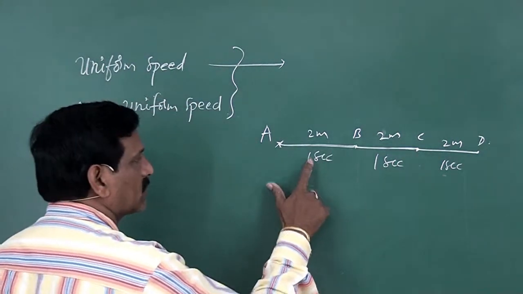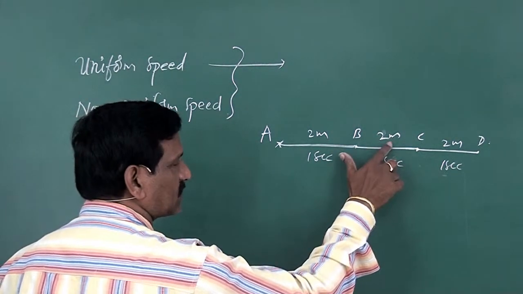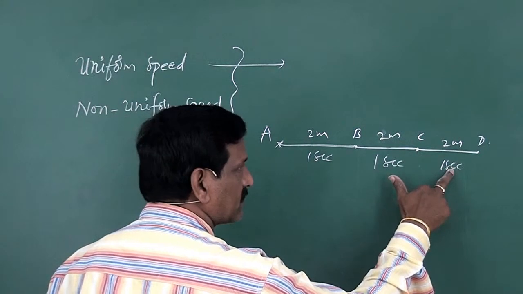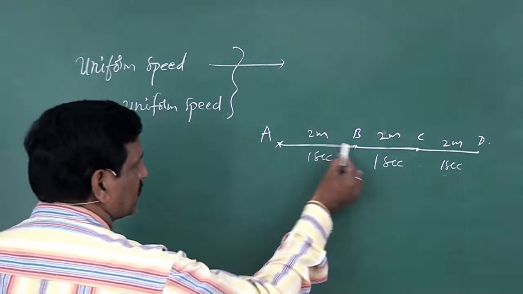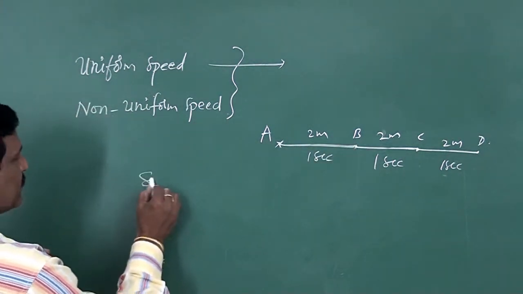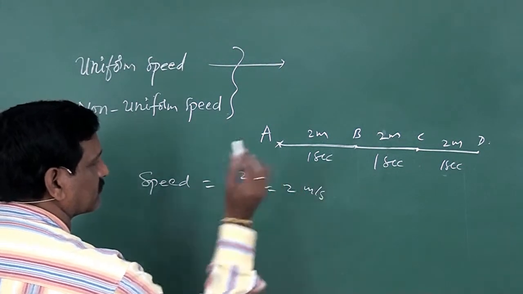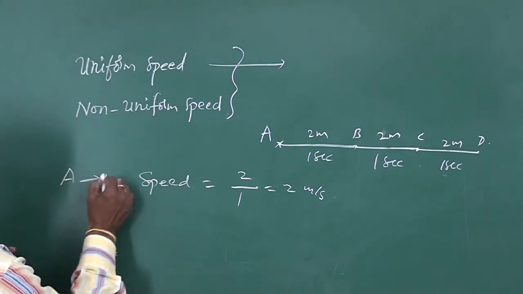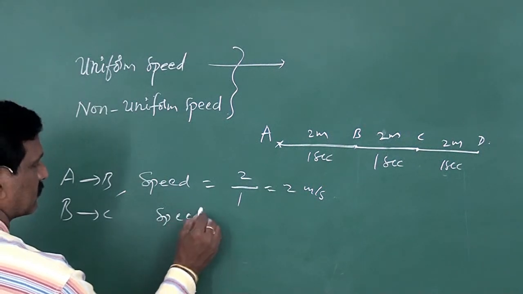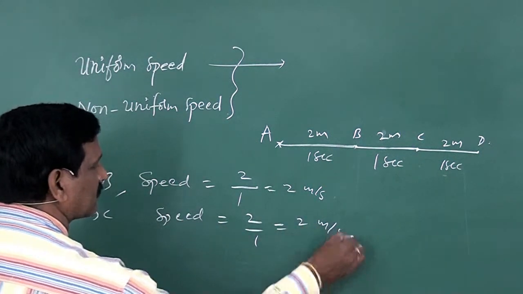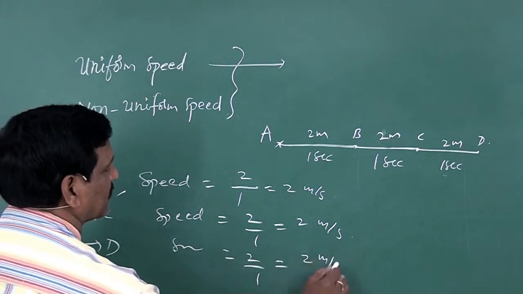In the first second, the particle travels a distance of 2 meter. In the second second, travels a distance of 2 meter again. In the third second, travels the same distance of 2 meter. So in the first case, that is from A to B, speed is distance 2 by time 1. So that is 2 meter per second. Similarly, from B to C, speed is the same 2 by 1, that is 2 meter per second. From C to D, speed is the same value, 2 meter per second.